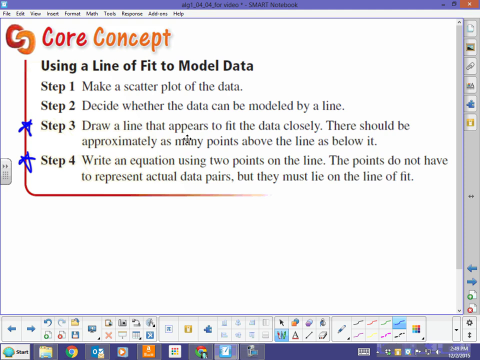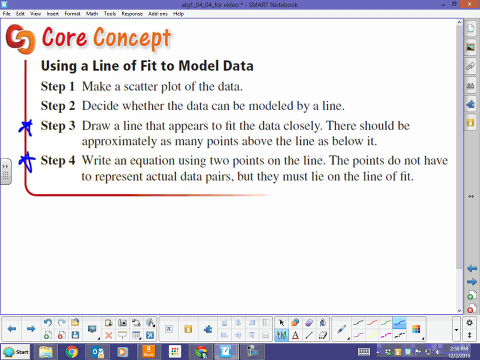Draw a line. This is a straight line that appears to fit the data closely. There should be approximately as many points above the line as below it. And write an equation using 2 points on the line. So what we know about writing equations using point slope form, that's what you're going to do. The points do not have to represent actual data points, so your line doesn't have to go through data points. You're going to use points that are on the line to write your equation of the line.